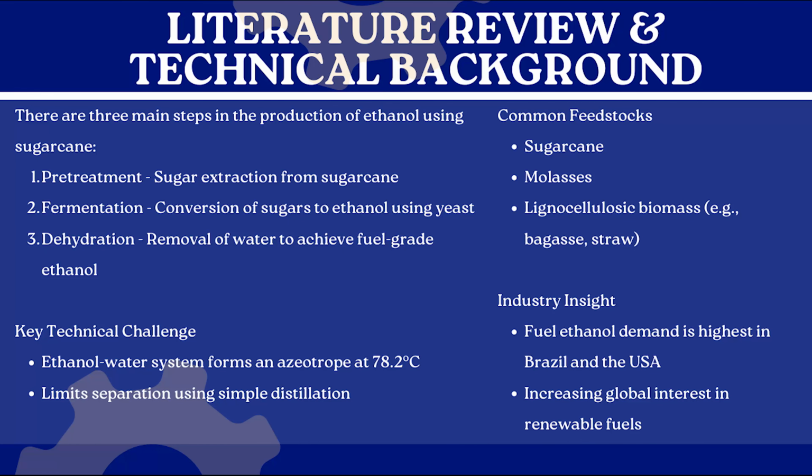Literature review and technical background. There were three main steps in the production of ethanol using sugarcane. One is the pretreatment phase, where sugar extraction from sugarcane is conducted. In stage 2, conversion of sugars to ethanol using yeast takes place. In the third and last stage, removal of water to achieve fuel-grade ethanol is conducted. Some of the other common feedstocks are molasses and biomass like bagasse and straw. However, sugarcane is the more feasible option, as explained before.